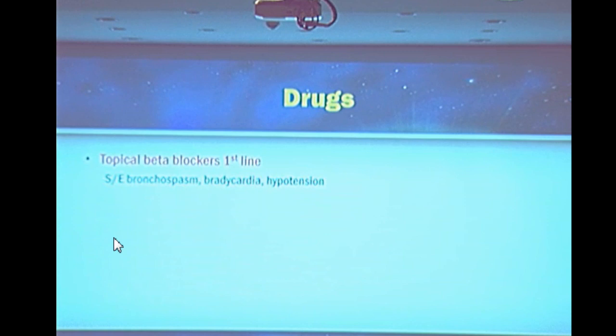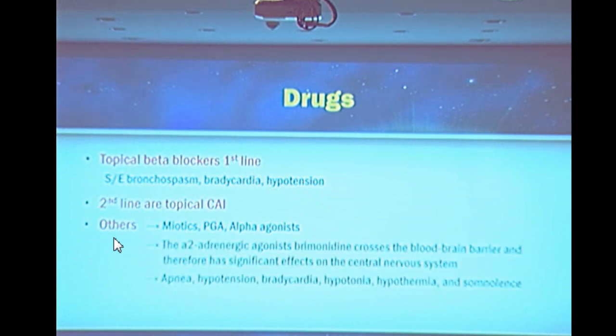In this regard, drugs, of course, we prefer beta blockers, the lowest concentration, 0.25% timolol, for example, and you need to be aware of the side effects of beta blockers. Second line, carbonic anhydrase inhibitors, whether systemic or topical, other miotics, prostaglandin analogs, alpha agonists. But we need to make sure that alpha-2 adrenergic agonists like brimonidine, or Alphagan, are contraindicated in a child less than 3 years or less than 10 pounds in weight. So it shouldn't be given, and you may kill the patient with this medication. So it should be avoided in children.